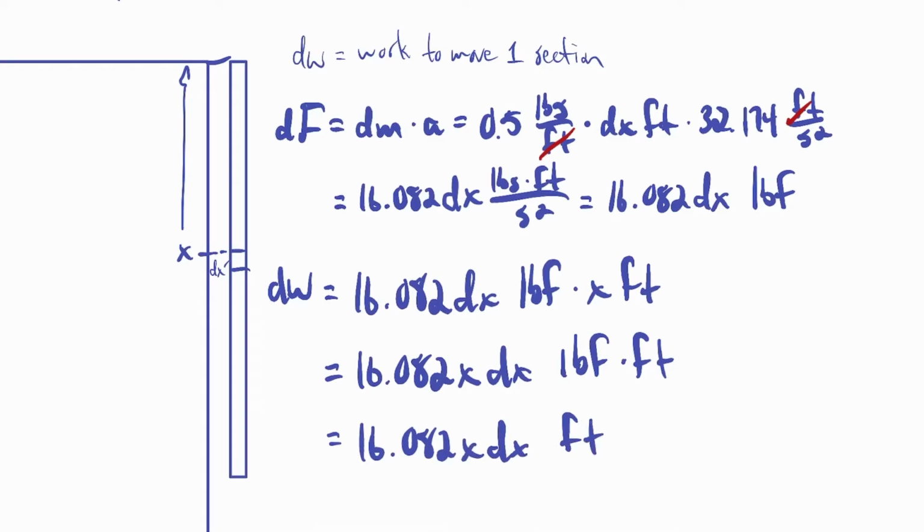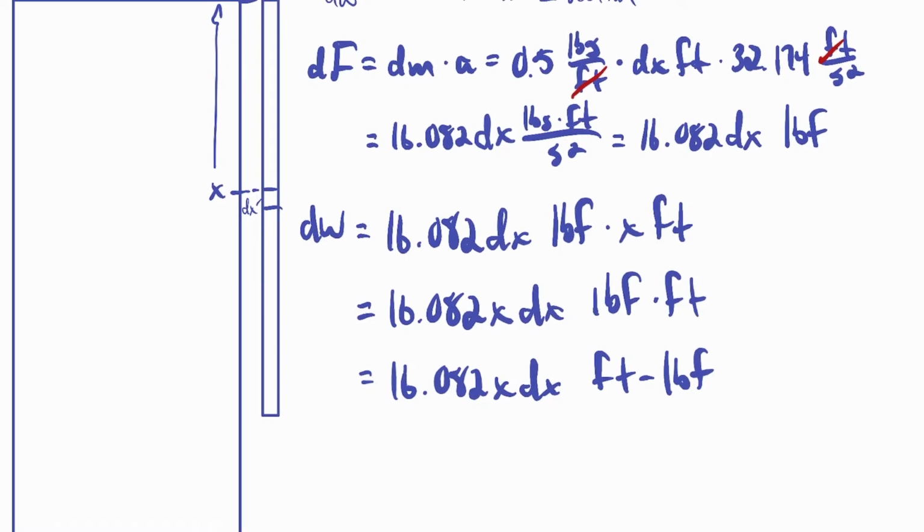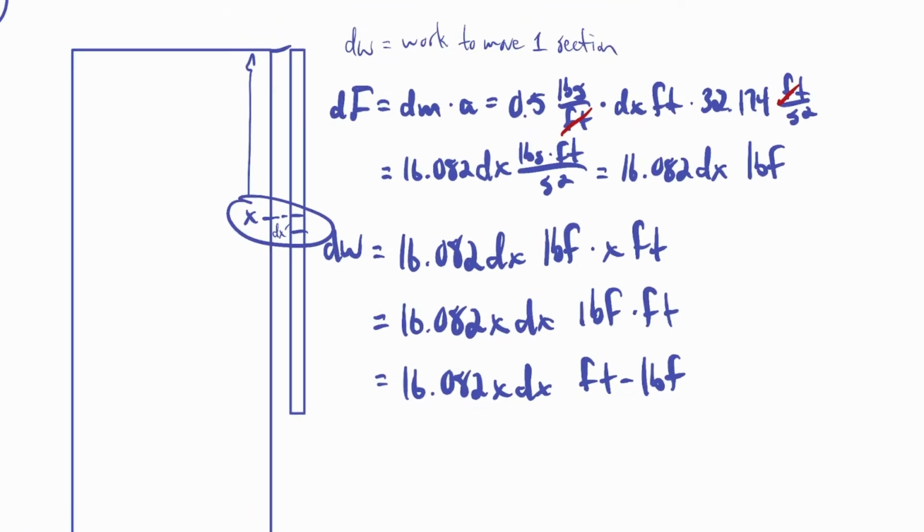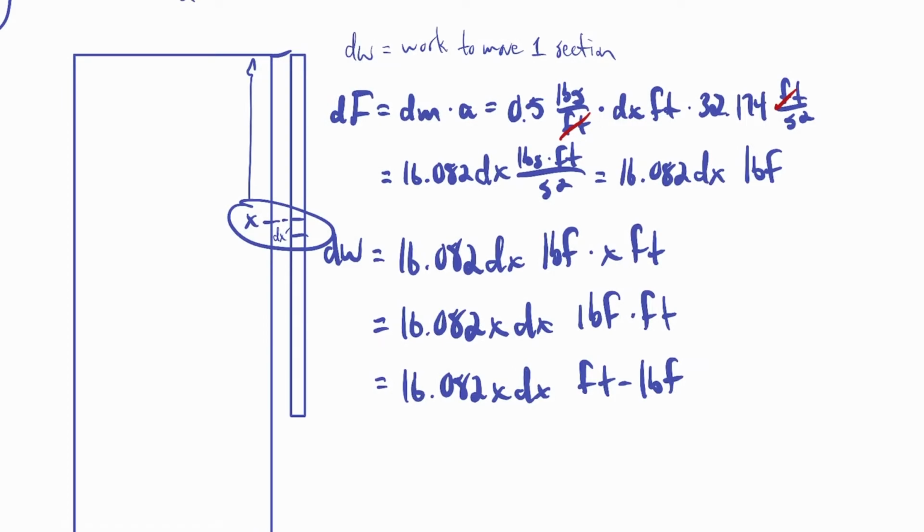So this is hyphenated, not a product. Foot-pounds force. Okay, so this is the work required to move just that little section. So what if we want to do all of the little sections? Well, the length of the rope was 30 feet. So the last little incremental bit has to move 30 feet. The section that's basically already at the top has to move 0 feet. So that's going to be the integral from 0 to 30.